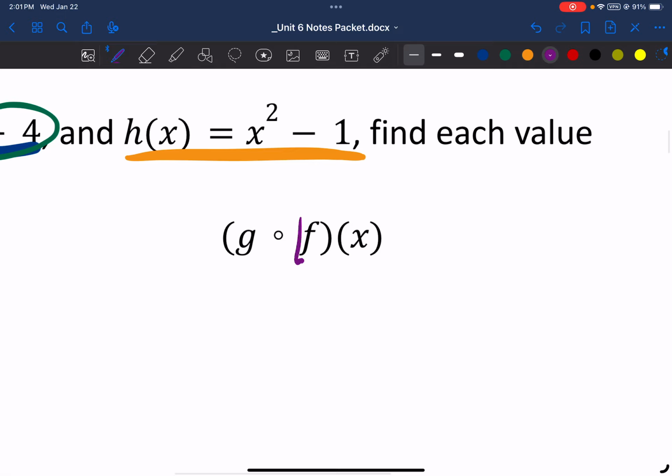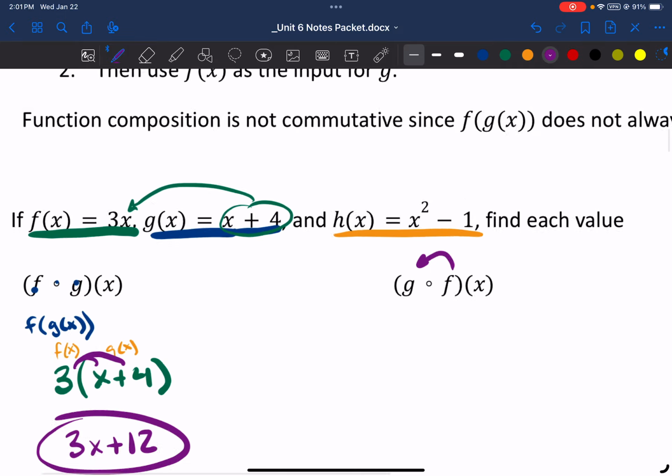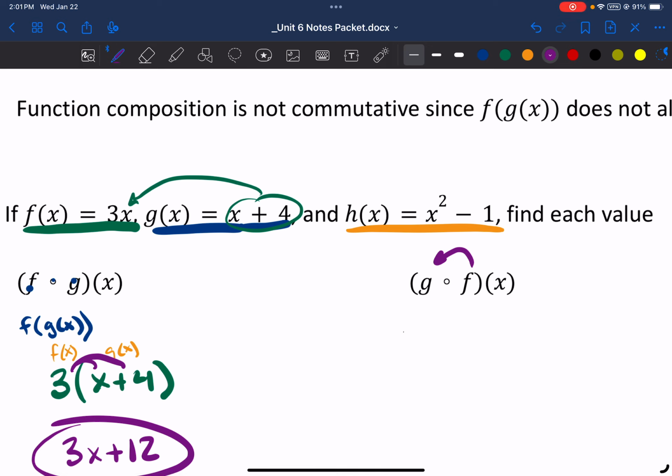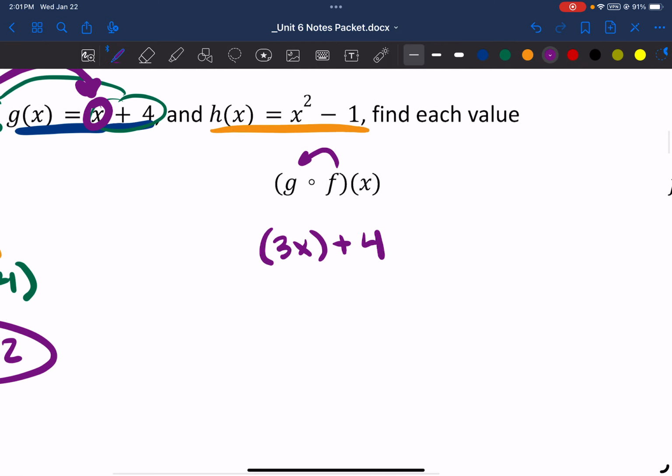Okay, what if we wanted to flip it around? What if we wanted to put f into g? Well, f is 3x, g is this. So if we wanted to do that, it would look like this, taking wherever that x is and putting in our f of x function into g. Now there are no like terms there, so this would just be the answer.